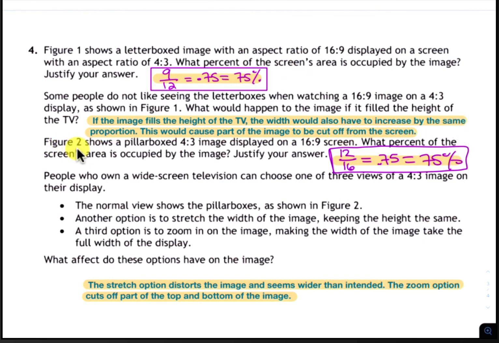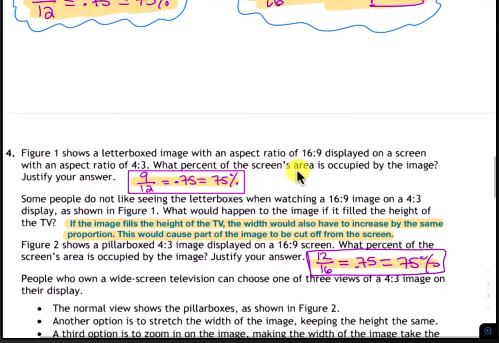Now we're going to look at figure 2. It shows a pillarboxed 4:3 image displayed on a 16:9 screen. What percent of the screen's area is occupied by the image? Justify the answer. So let's go back and look at this image.